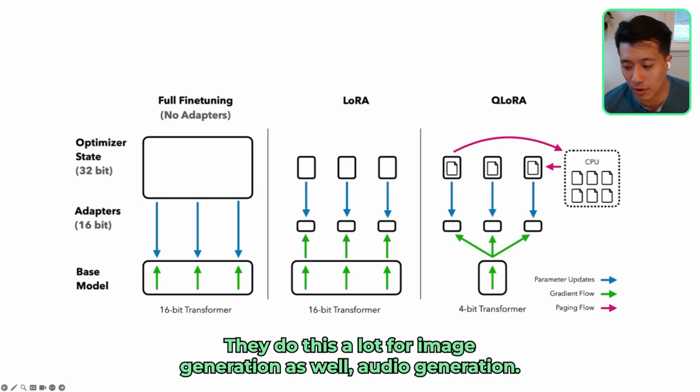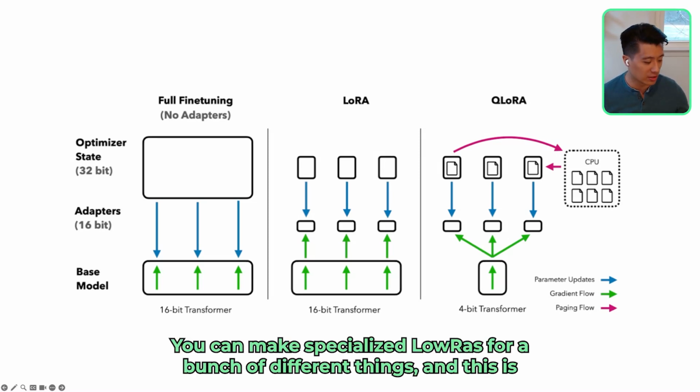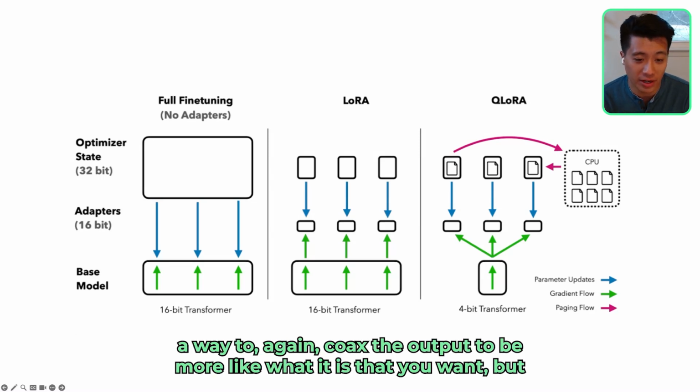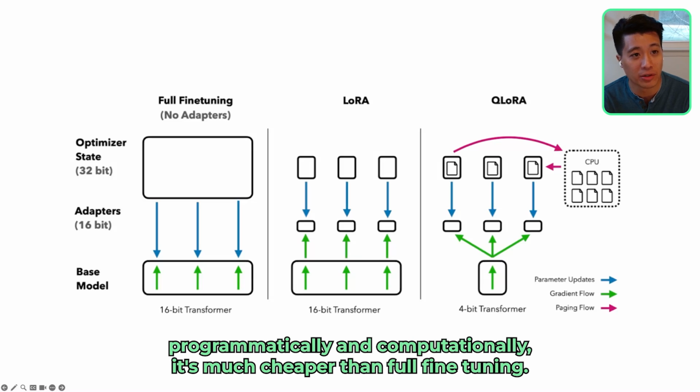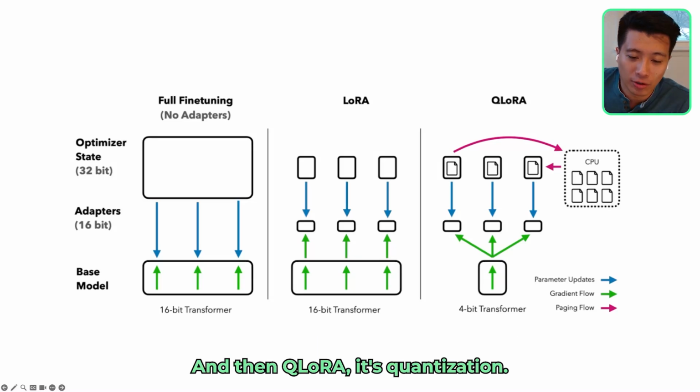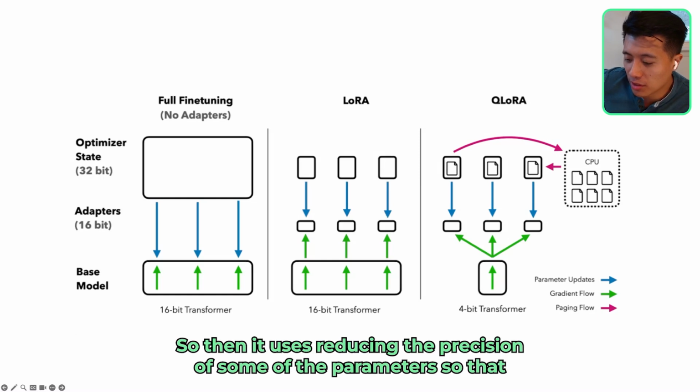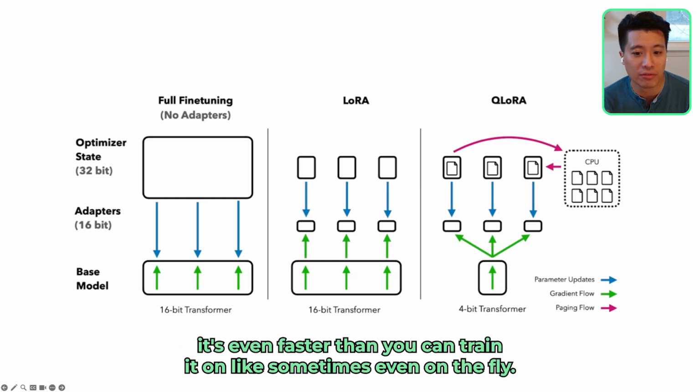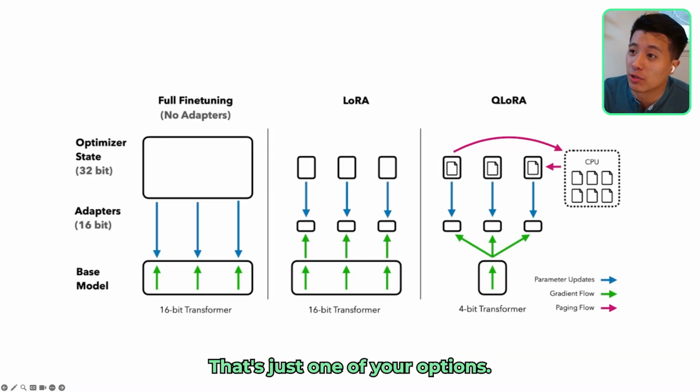They do this a lot for image generation as well, audio generation. You can make specialized LoRAs for a bunch of different things. And this is a way to, again, coax the output to be more like what you want, but programmatically and computationally, it's much cheaper than full fine tuning. And then QLoRA is quantization. It reduces the precision of some of the parameters so that it's even faster, and you can train it sometimes even on the fly. So that's just one of your options.